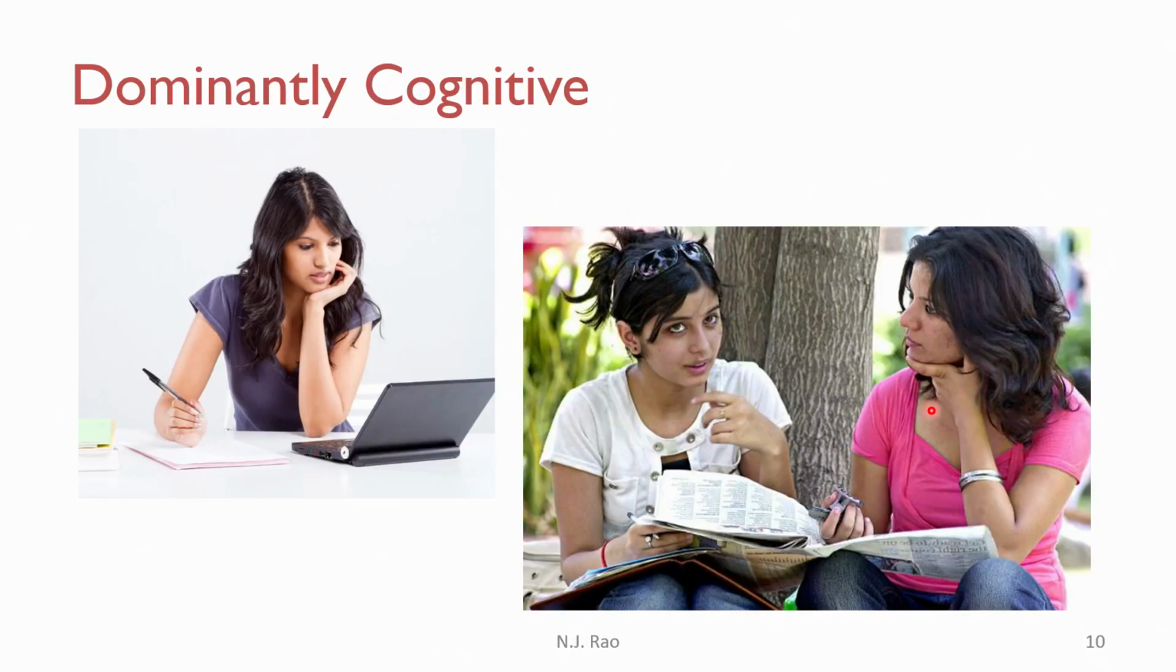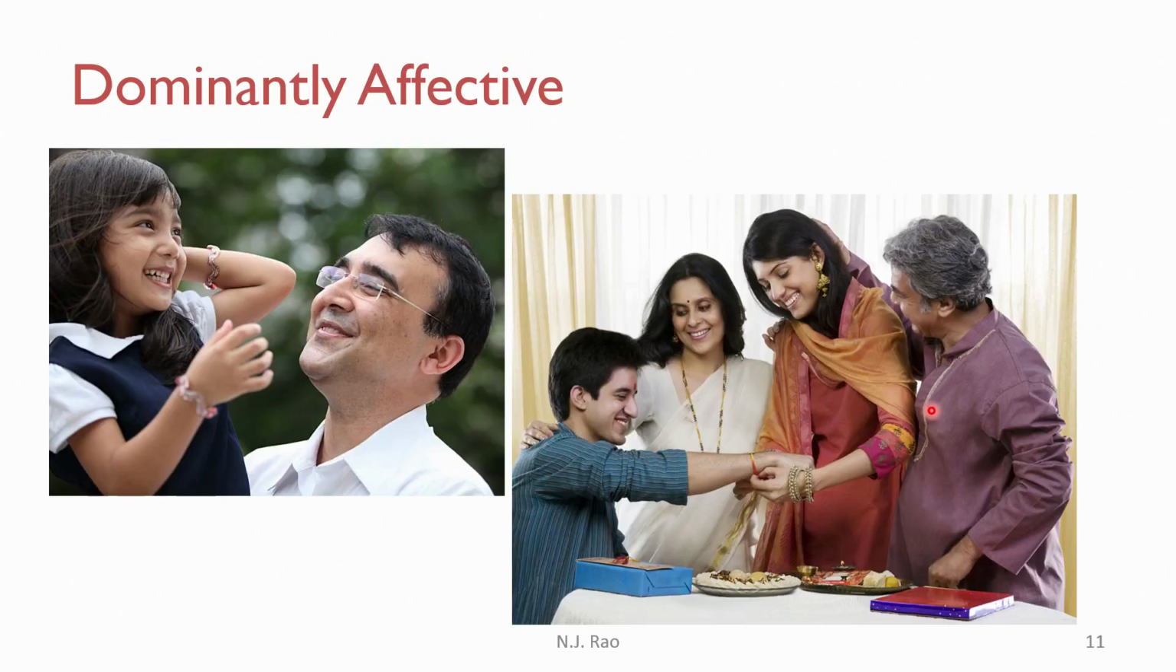One can look at dominantly cognitive experiences. That means you pay less and less attention to the other two, but these represent dominantly cognitive experiences. You can also consider this as dominantly affective. The main thing you can see through these pictures is expressing and demonstrating emotion and affection towards each other.